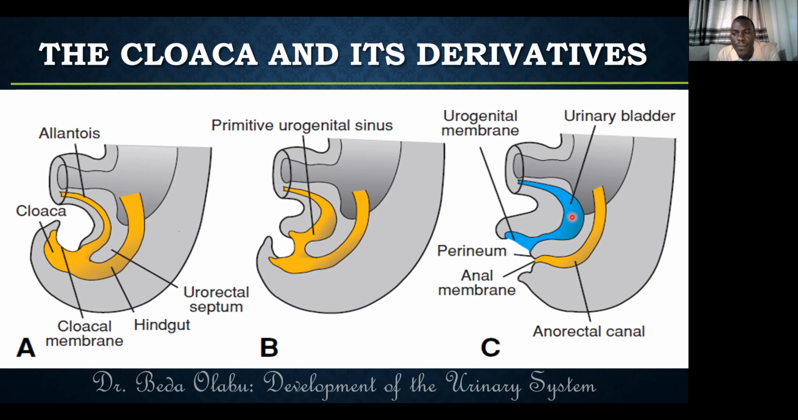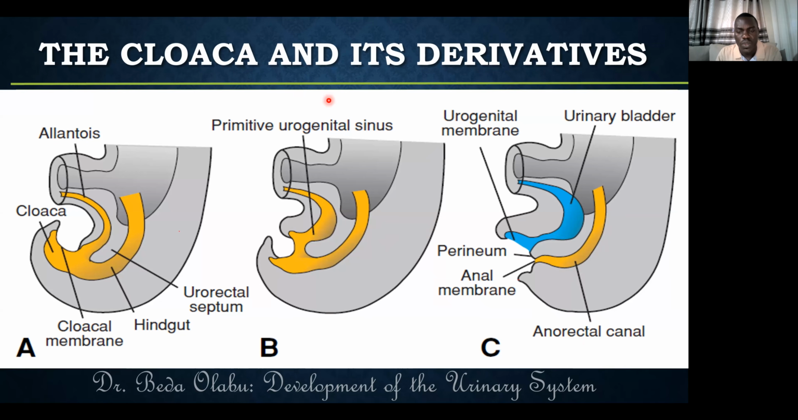The posterior component of the cloaca give us what we call the anorectal canal. The anorectal canal form the anus from the rectum, as the name suggests. Right, so that's the cloaca and its derivatives.